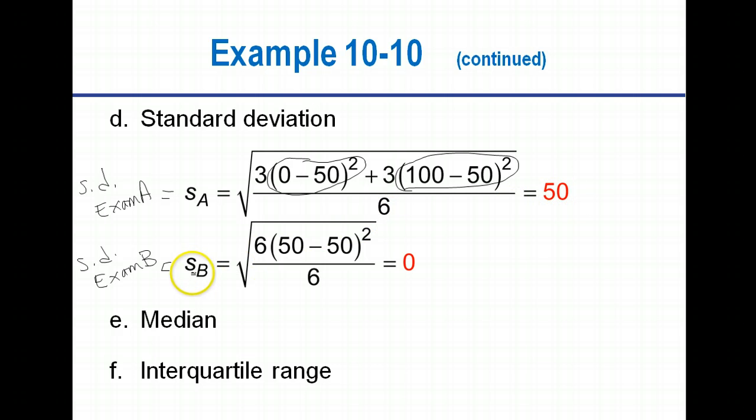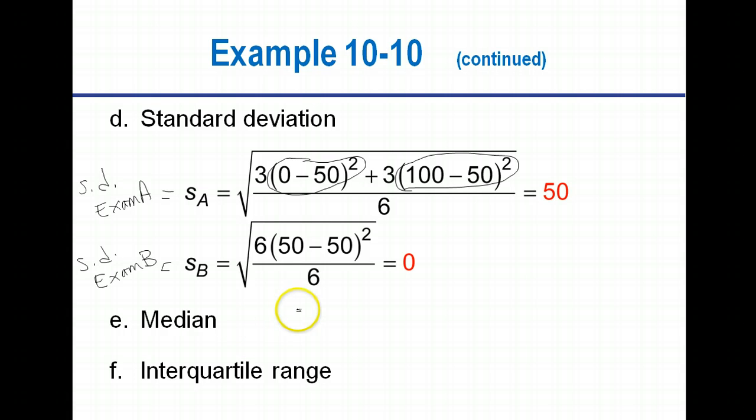And we do the same thing for the standard deviation for exam B. Now remember, all of the scores were 50, so that means there were 6 of these differences, because each of the scores is 50 and there were 6 of them. So when we compute this, remember 50 minus 50 is 0, so anything we do after that, squaring it, multiplying by 6, dividing by 6, taking the square root, that's still going to return a value of 0. So again, the standard deviation is 50 for exam A and 0 for exam B. The spread for exam B is 0. There is no spread.